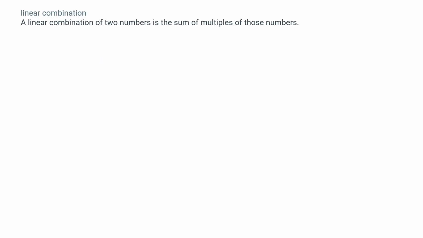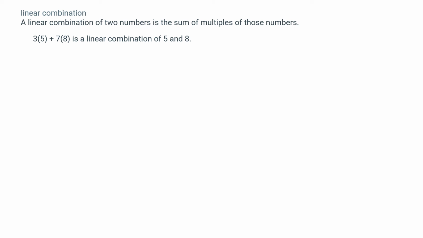Now let's talk about what a linear combination is. A linear combination of two numbers is the sum of multiples of those numbers. So, for instance, if we're talking about 5 and 8 and we want to find some linear combinations of 5 and 8, we could say that 3 times 5 plus 7 times 8 is a linear combination because we're just taking a multiple of the 5, and 3 times 5 would be a multiple of the 5. And then we're taking a multiple of the 8, 7 times 8, and that's a linear combination.